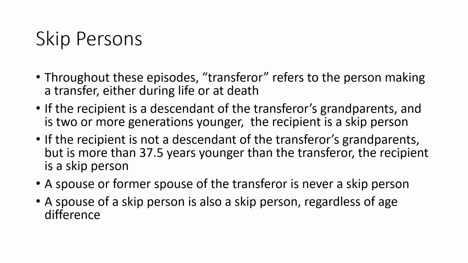But there's a couple exceptions to these 2 general rules. One is that a spouse or former spouse of the transferor is never a skip person, regardless of the difference in age. And 2, a spouse of a skip person recipient is also a skip person regardless of the age difference as well.